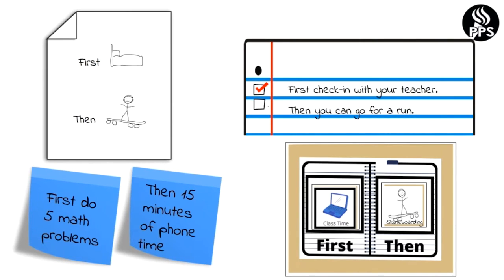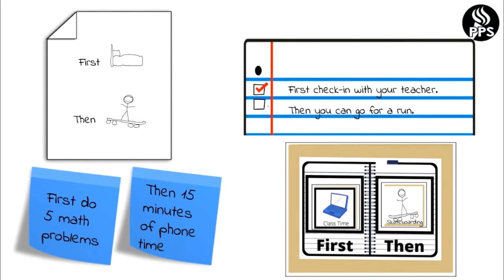Or grab 2 Post-it notes and write down the First-Then. You can have your student turn in the Post-it notes when they are done with the first task and ready to claim their reward. The option we're going to be talking about more in depth is a First-Then visual picture board.